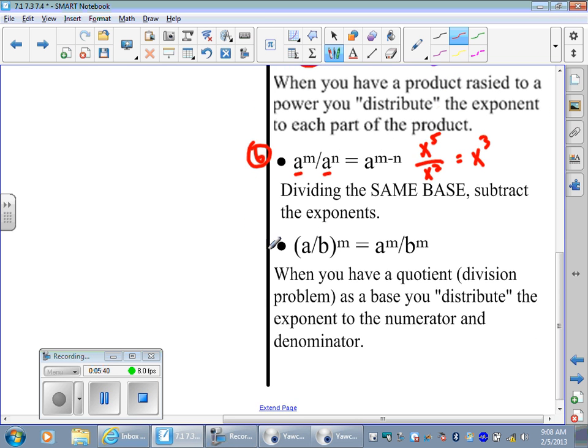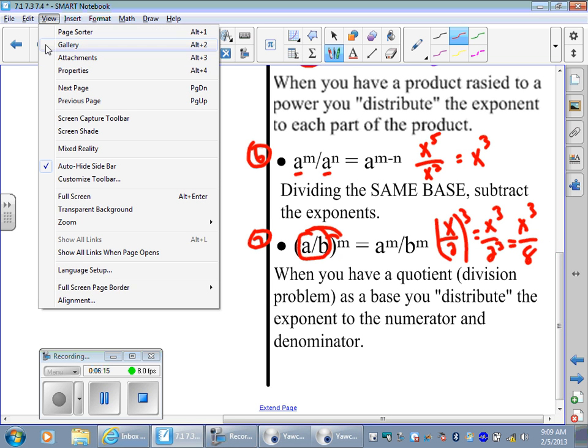All right, seventh property, the last property of exponents we're working on in this unit. When you have a quotient, that's what we have right here. We have a divided by b, and we're raising that to the m power. Again, we're going to distribute that m to both parts of the division problem. So if I had something like x divided by 2 cubed, I could think of that as x cubed over 2 cubed. But of course, we recognize that we don't want to leave 2 cubed as 2 cubed when we can simplify it to be 8.